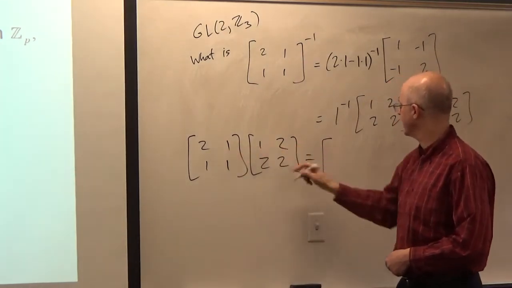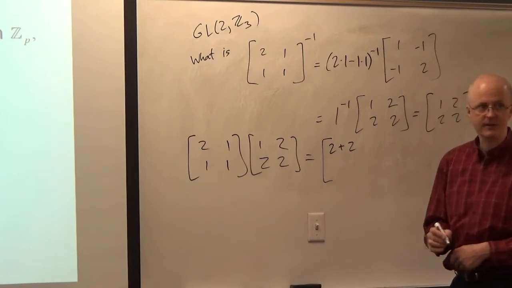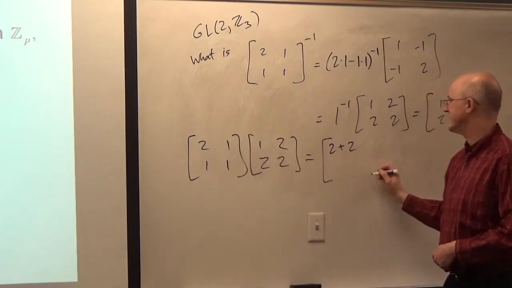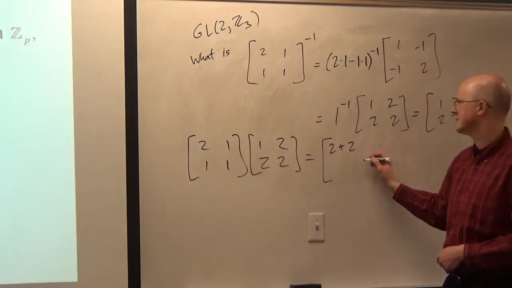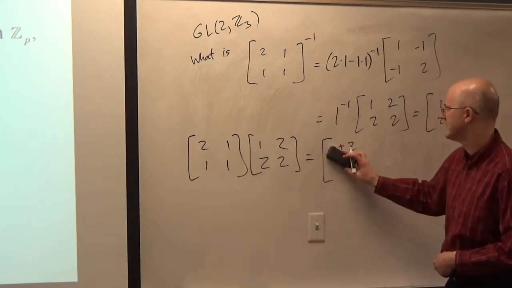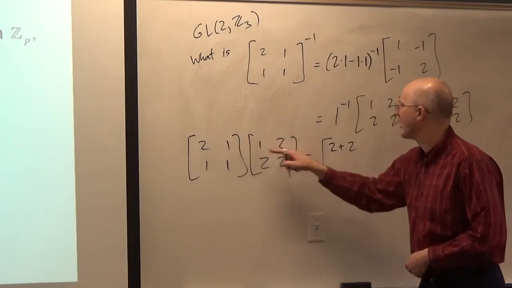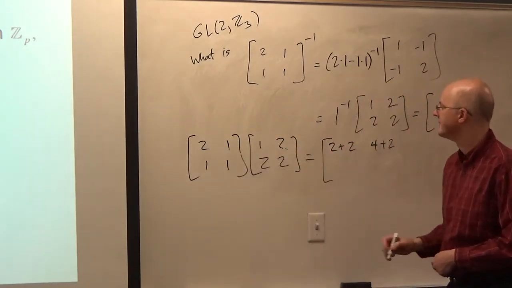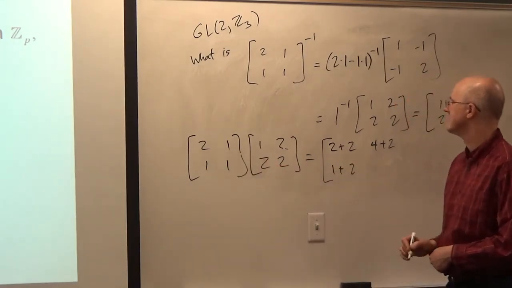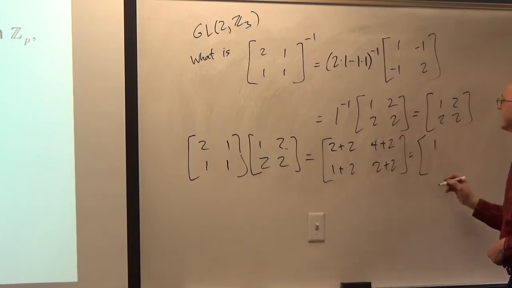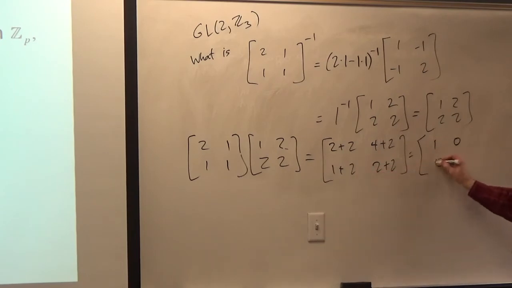2 times 1 is 2, plus another 1 times 2 is 2 plus 2. Ultimately, everything's mod 3 again. But I'll write it like this first. Then we have 2 plus another 2 there as well. Wait, did I do that right? Yes, 2 plus 2. 4 plus 2 for the other one. Next one there. 1 plus 2. And then finally 2 plus 2. Mod 3. 4 mod 3 is 1. 6 mod 3 is 0. 3 mod 3 is 0. 4 mod 3 is 1. We do get the identity matrix. And you can check it the other direction as well.